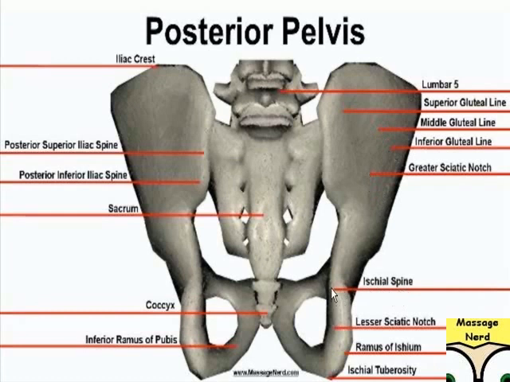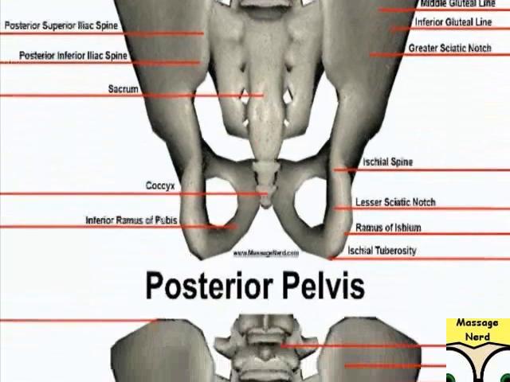Ischial spine, right in this region. Lesser sciatic notch, right here. Ramus of ischium, right here. And ischial tuberosity, right in this area. Now I'll give you some time, practice on your own.